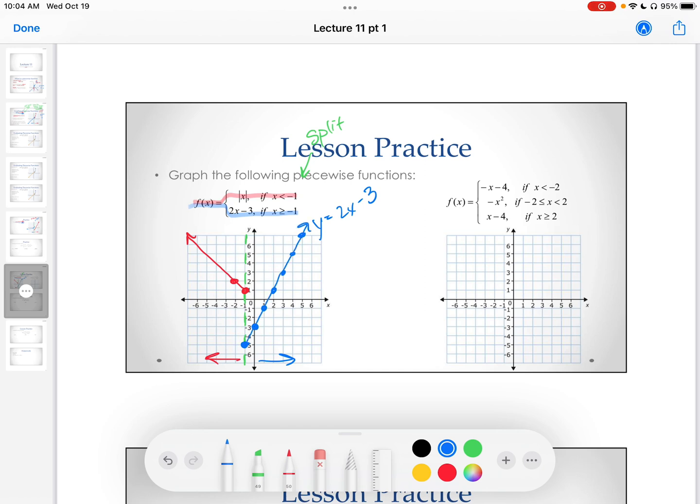Okay. And we've got that there. The last thing that we need to do, blue function, I need to have a closed circle. Red function, I need to have an open circle. Okay. There's your piecewise function on that. We got one more, and oh boy, it looks like a doozy.